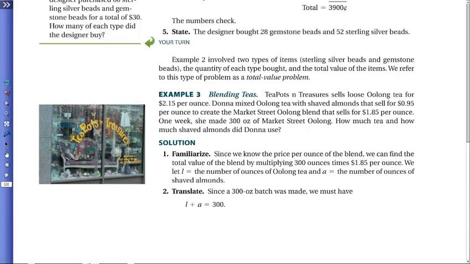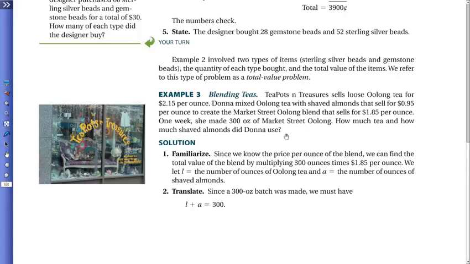But let's look at this. Remember that the goal is to create equations, and if I can create two equations with these two variables, I do have enough information. So I kind of jumped ahead a little bit, but let's go through the steps of what they do here for the solution. It says familiarize. Since we know the price per ounce of the blend, we can find the total value of the blend by multiplying 300 ounces times $1.85 per ounce. We let L be the number of ounces of oolong and A be the number of ounces of shaved almonds.